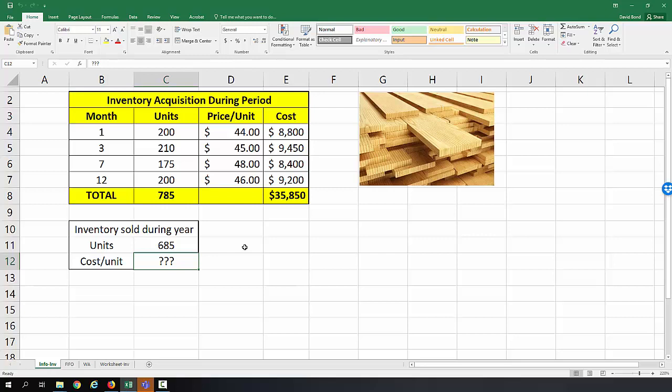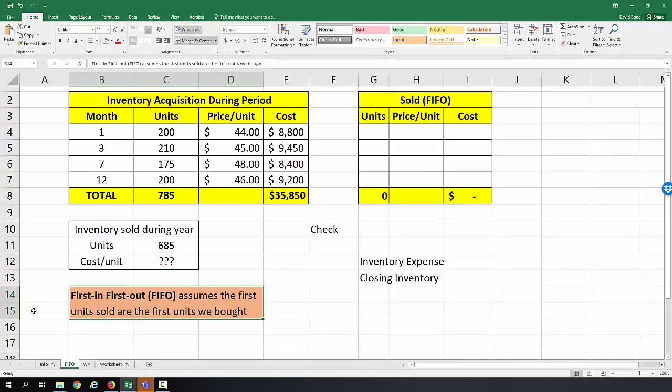What the standards do have, though, what the rules state, is that there are a couple of different methods that can be used. One is first in, first out, and one is weighted average. So we're going to look at each of these in turn, how you do them, and then what the bottom line impact is. So first in, first out assumes the first units that we sold are the first units we bought. So if we turn back up to the table here, these units bought in month 1, we assume that those are the first units sold.